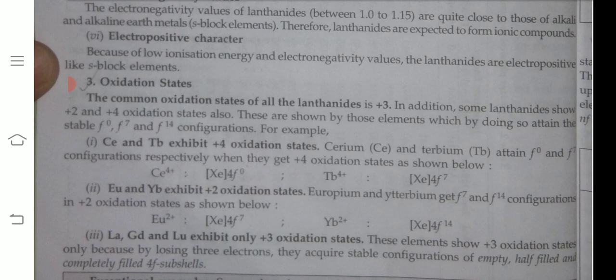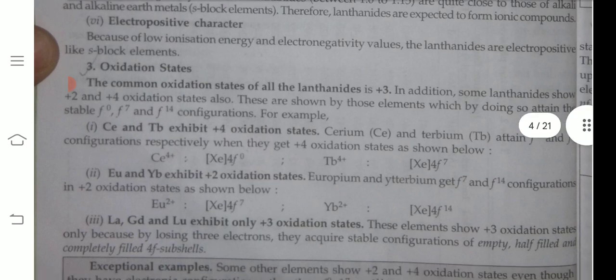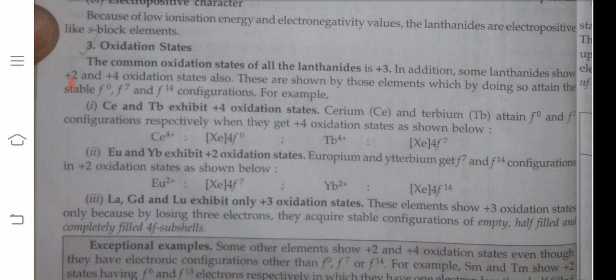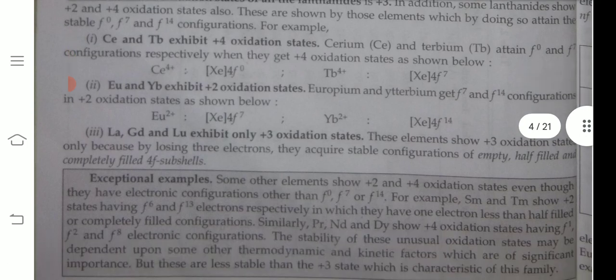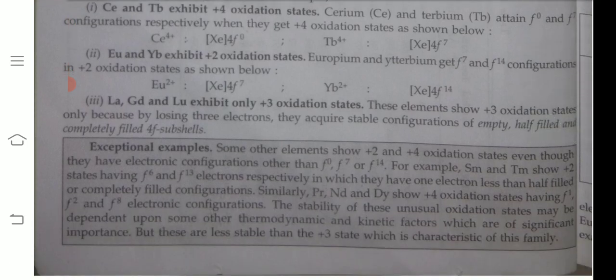For example, cerium and terbium exhibit +4 oxidation states. Cerium and terbium attain f0 and f7 configuration respectively when they get the +4 oxidation state. Europium and ytterbium show +2 oxidation states. Europium and ytterbium get f7 and f14 configuration in the +2 oxidation state, as shown.